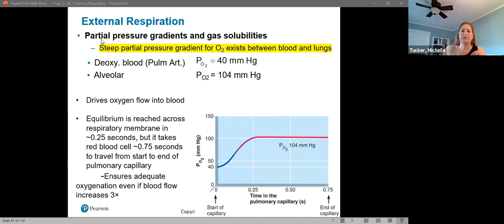A steep partial pressure gradient for oxygen exists between the blood and the lungs. There is 21% oxygen in the atmospheric air. Once we have all those factors that decrease it from 160, by the time it gets to the alveolus, it's about 104 millimeters of mercury. So a large partial pressure.